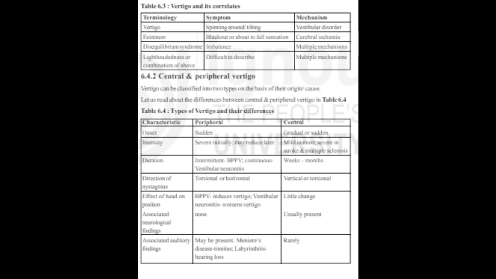6.4.1 Dizziness and its correlates. Let us learn more about the various terminologies, symptoms and their mechanisms. The same have been summarized in Table 6.3. Table 6.3, Vertigo and its correlates. Look at the screen. 6.4.2 Central. 6.4.3 Examination of a case of vertigo.